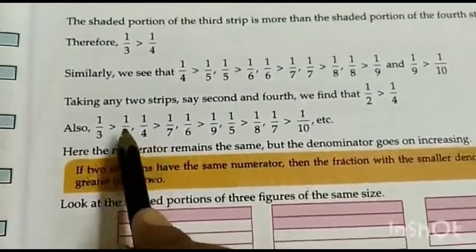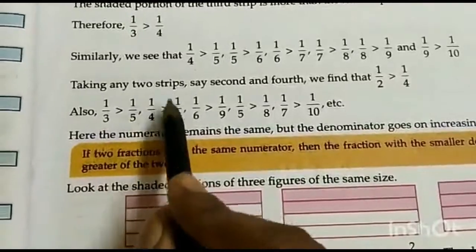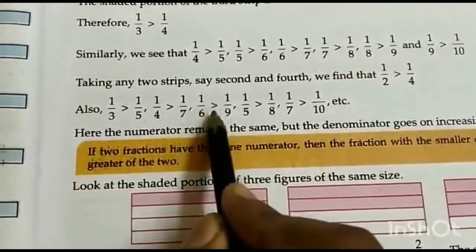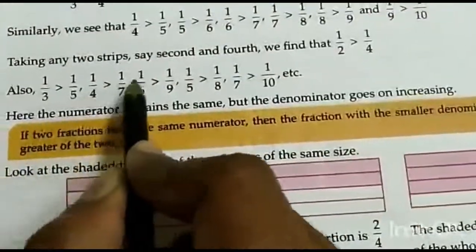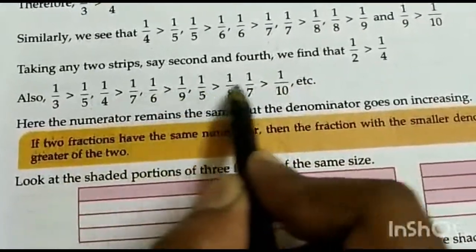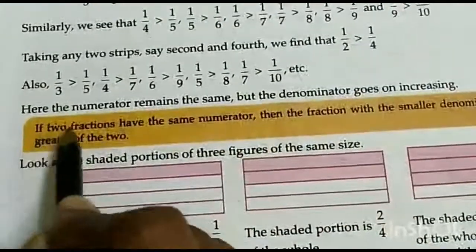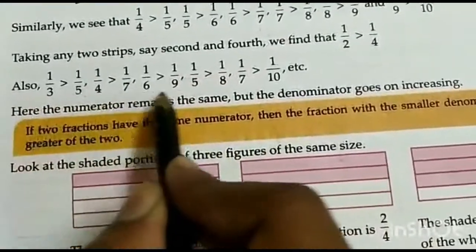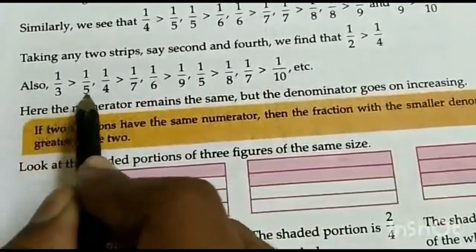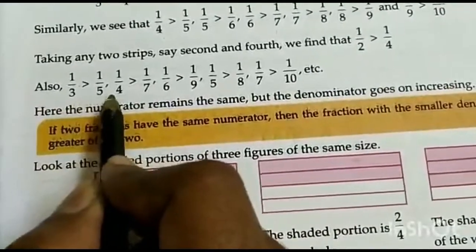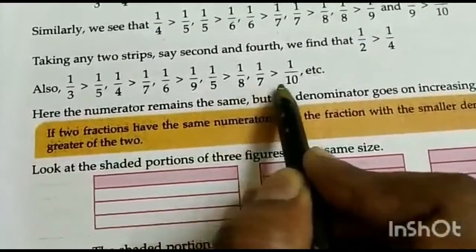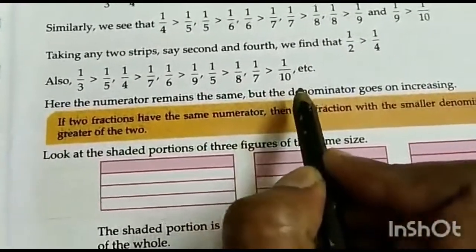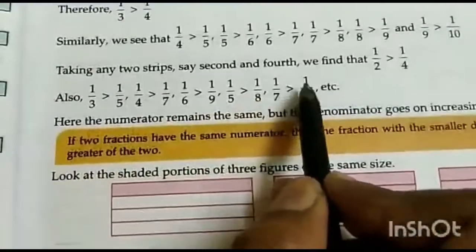Also, I already told you 1 by 3 is greater than 1 by 5, 1 by 4 is greater than 1 by 7, and so on. Here if you observe, all the numerators are the same. All the numerators have only 1. Here the numerator remains the same, but the denominators are different, and the denominators are also increasing. Here 3 is there, after that 5, 7, 4 and 7, 6 and 9, 5 and 8, 7 and 10. Denominators are increasing, but the numerator is the same.